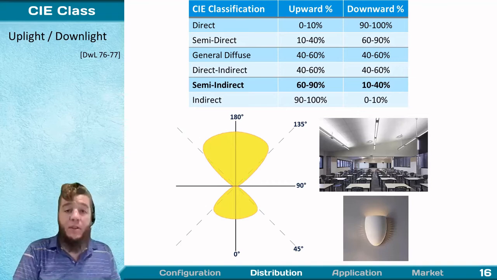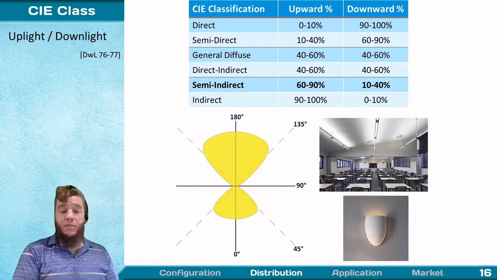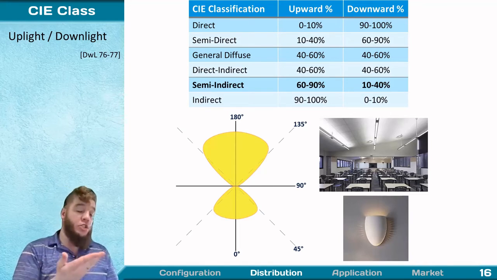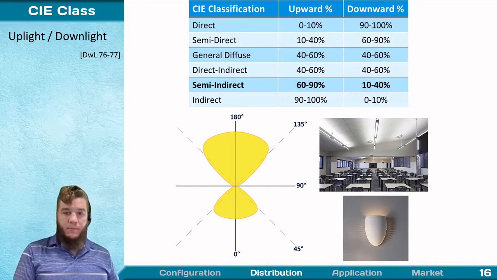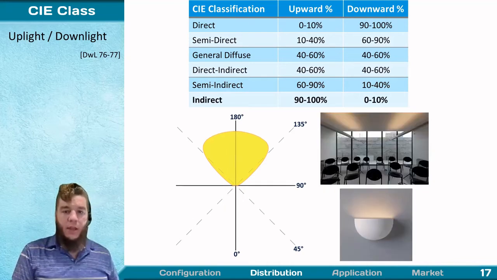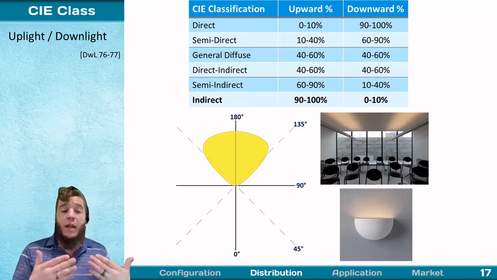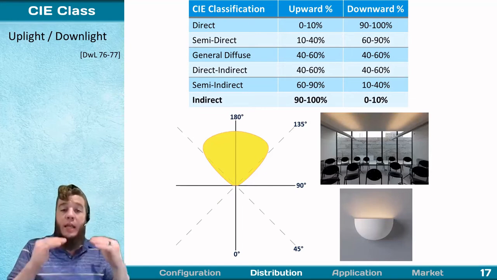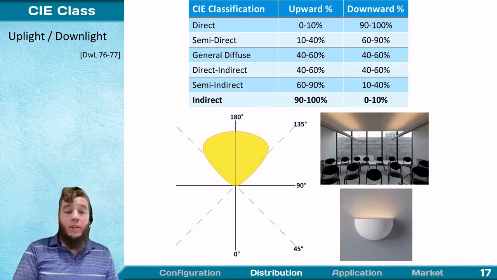Moving on to semi-indirect, it's exactly what you think it is. It's the opposite of semi-direct, where the majority, but not all of our light is going upward. And then our final option is indirect. Indirect luminaires don't send any light down to the work plane. It's going to give you a really beautiful shadowless fill.